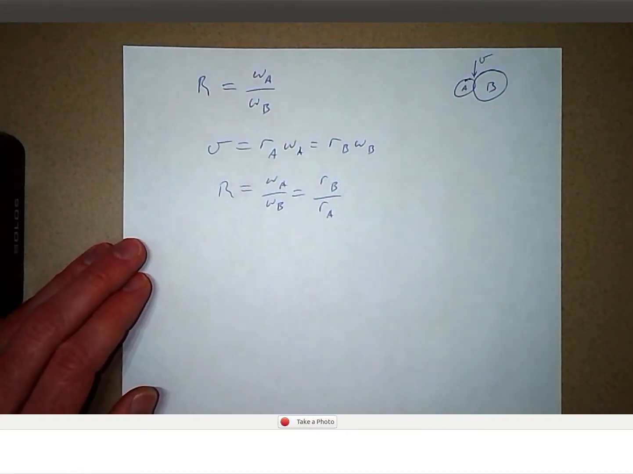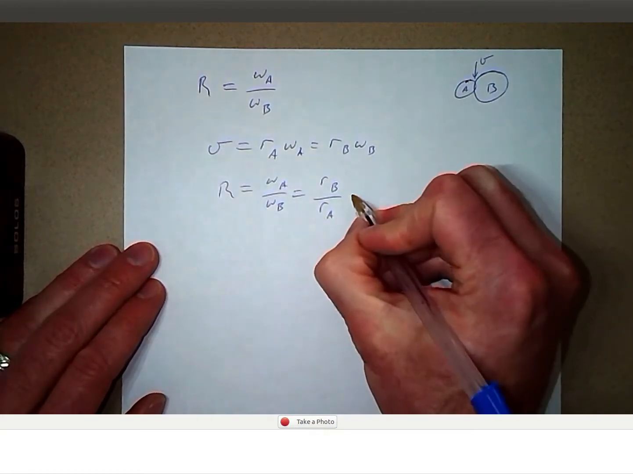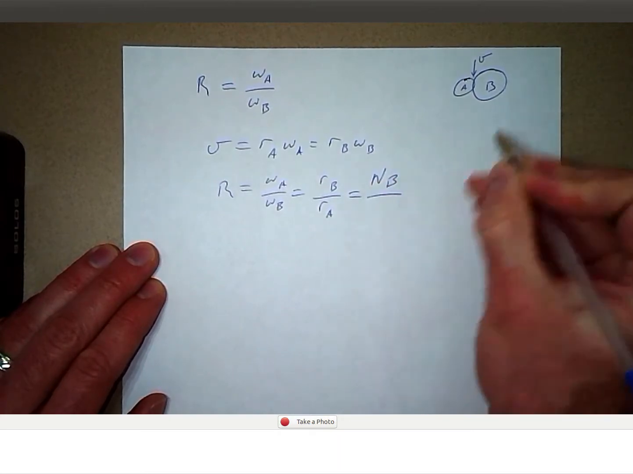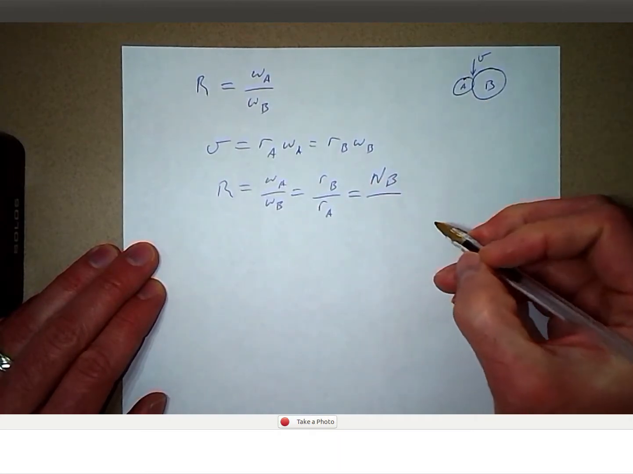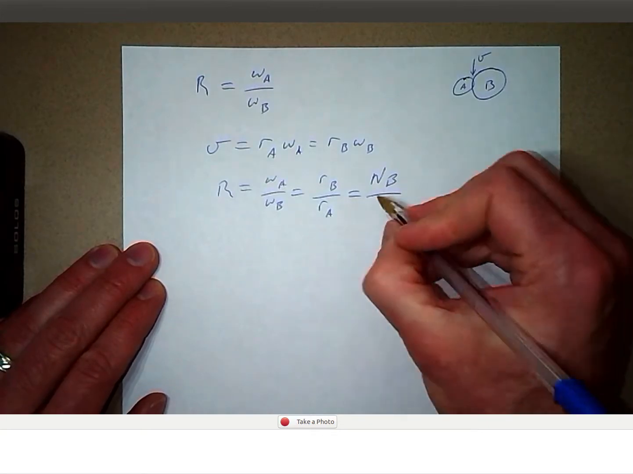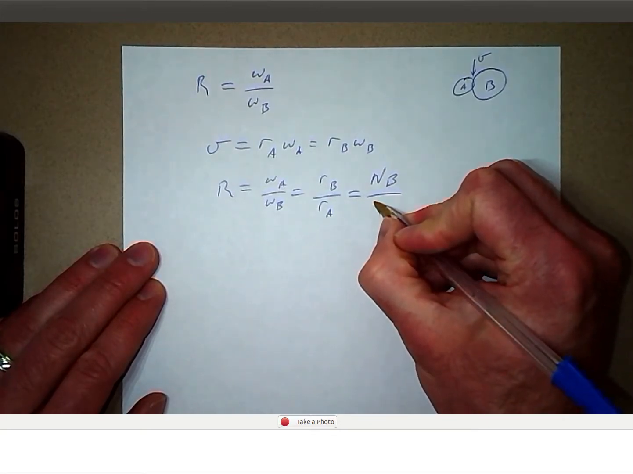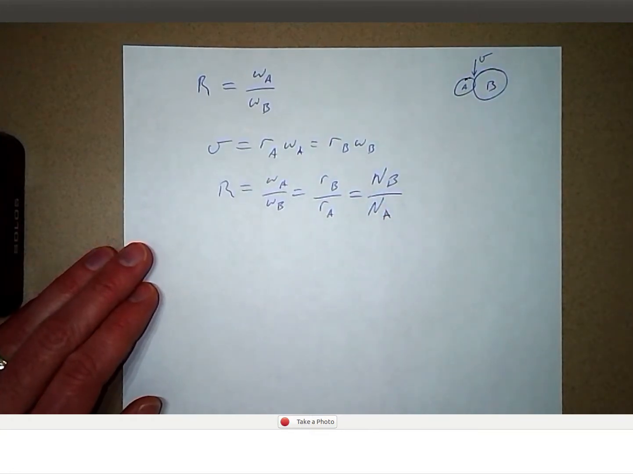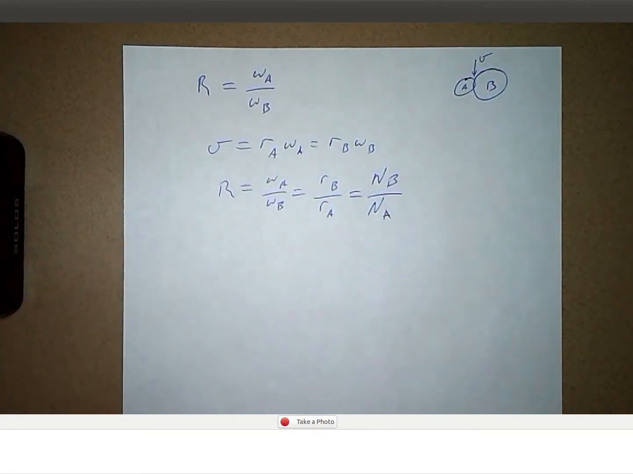And now the number of teeth on a gear is proportional to the pitch radius. So the gear ratio can be directly computed for this simple, one-stage gear train by the ratio of the number of teeth on B to the number of teeth on A.